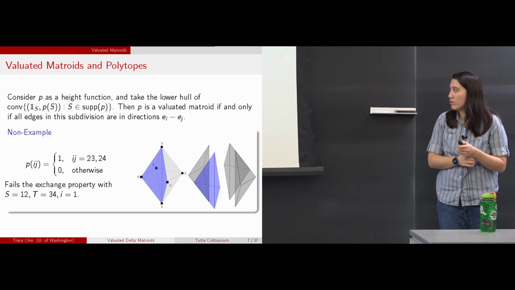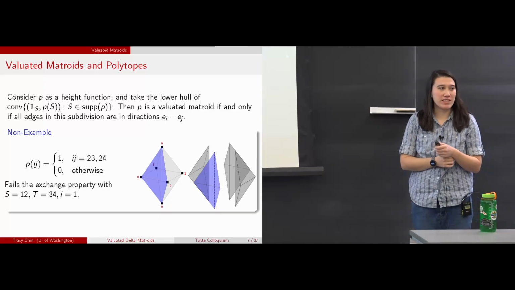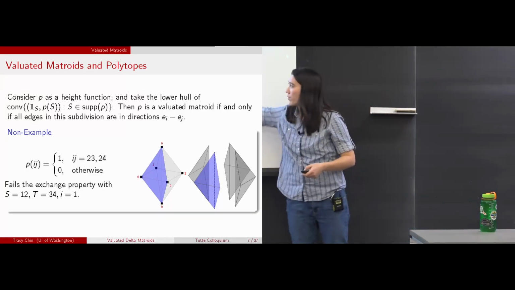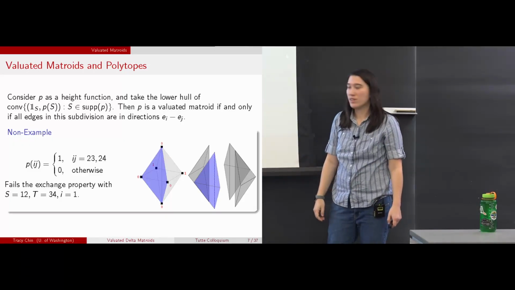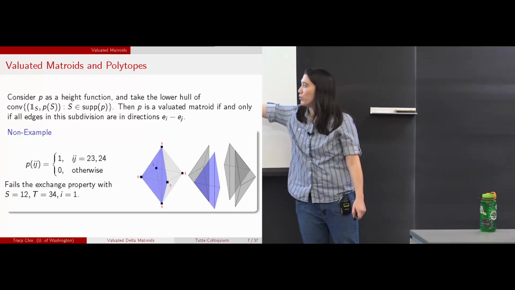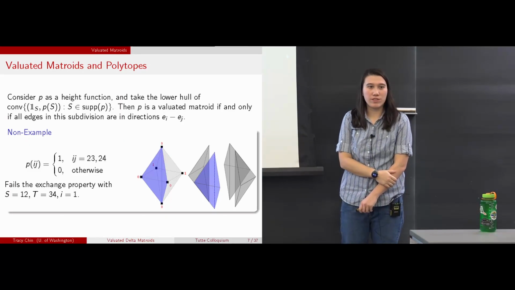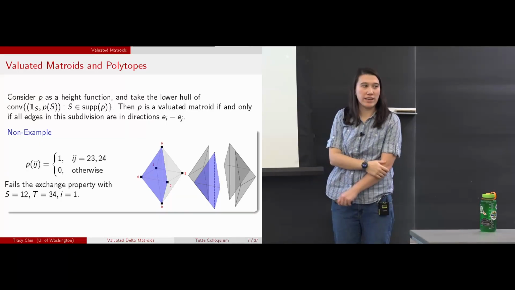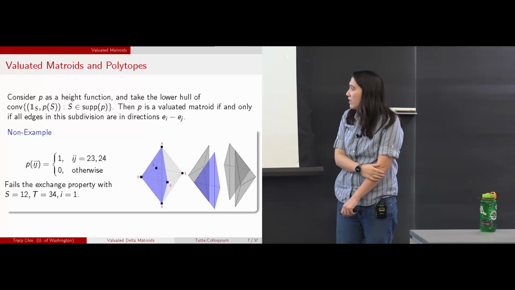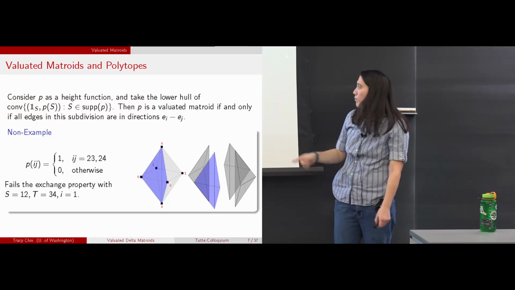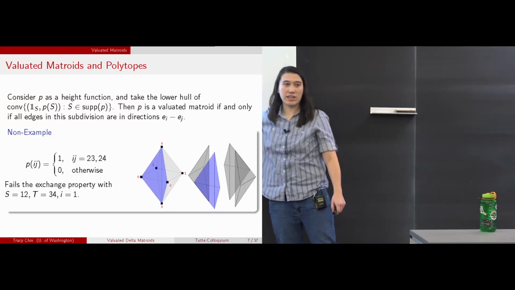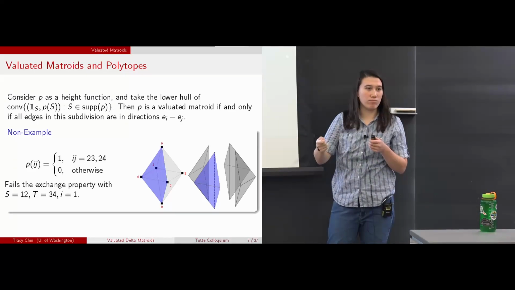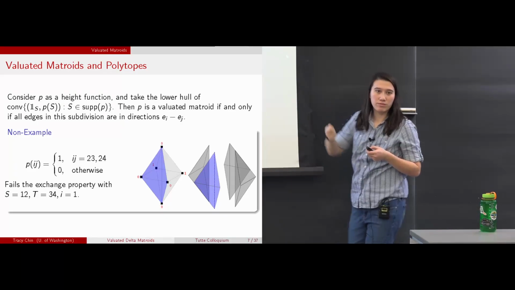Here's a non-example. It's secretly the same non-example that we saw before. So here we're going to have 1s at these two vertices and 0s everywhere else. And then in particular, we get this blue polytope in our subdivision. And that is not a matroid polytope because it has this bad edge going through the middle. And if we wanted to see the exchange property, if we take these two corners that have 0s on them, all of the other diagonals have a 0 and a 1. So they'll be strictly greater.